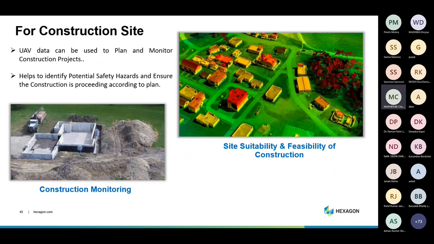Now for construction sites also, we can use this technology to plan and monitor the construction project, for any potential safety hazards, and whether construction sites are proceeding according to the plan or not, whether illegal constructions are going on or not. So all this can be detected using drone technology or photogrammetry technology. Even site suitability and feasibility can also be done using this technology.